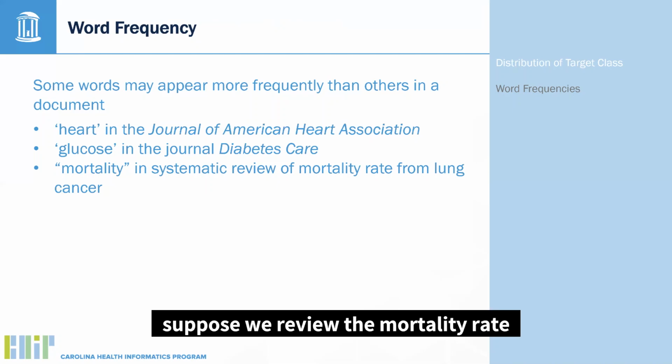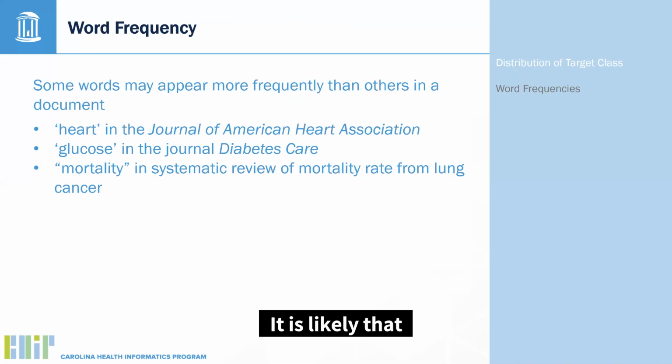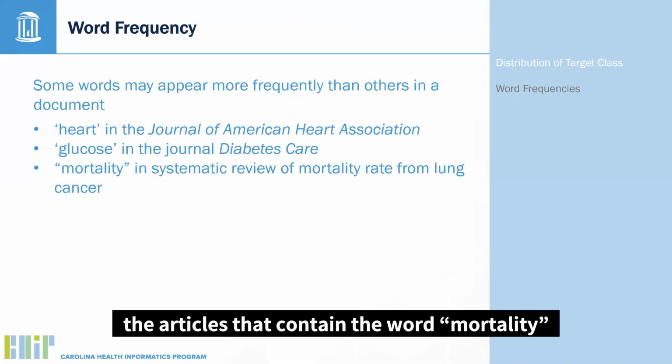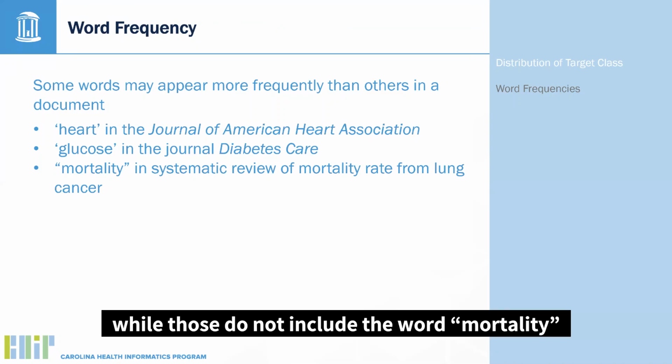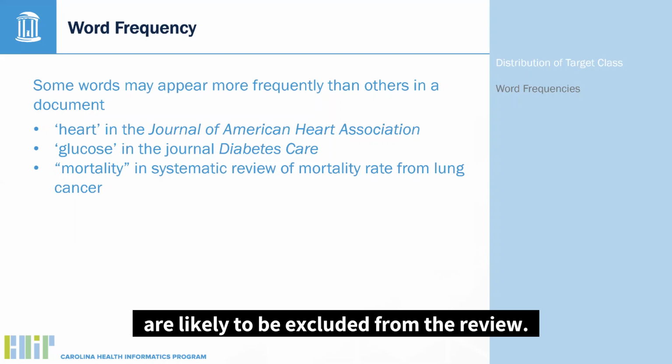For example, suppose we review the mortality rate from stage 3 lung cancer. It is likely that the articles that contain the word mortality will be included for the review, while those that do not include the word mortality are likely to be excluded from the review.